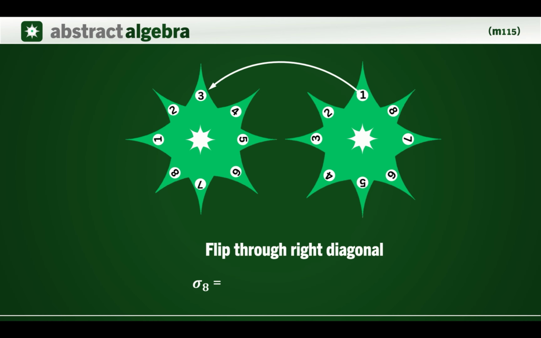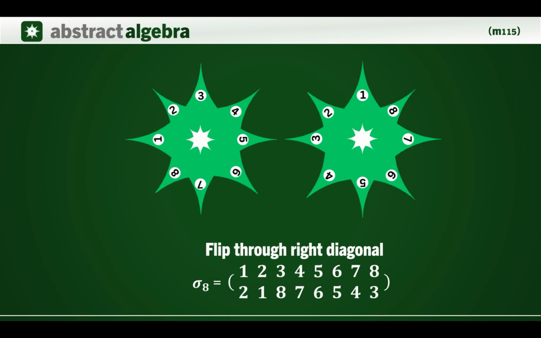Next, we are going to flip our model through right diagonal to get our sigma sub 8. So we are going to map 1 to 3, 2 to 2, 3 to 1, 4 to 8, 5 to 7, 6 to 6, 7 to 5, and 8 to 4 to get the result for the sigma sub 8.